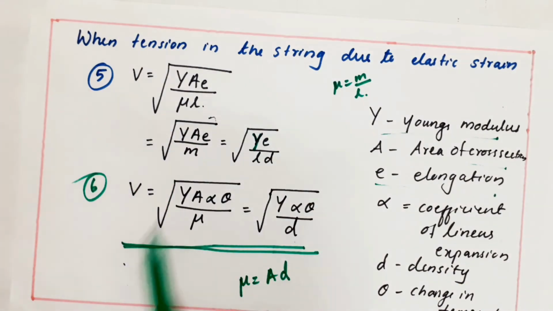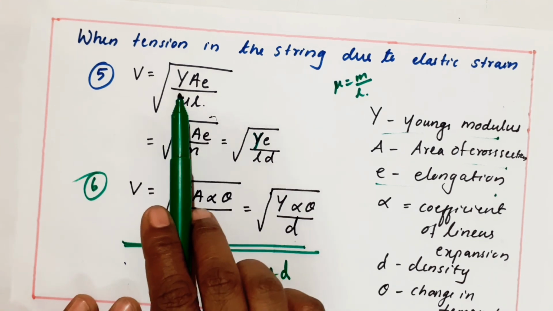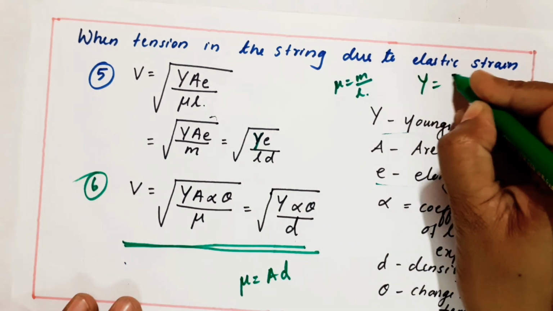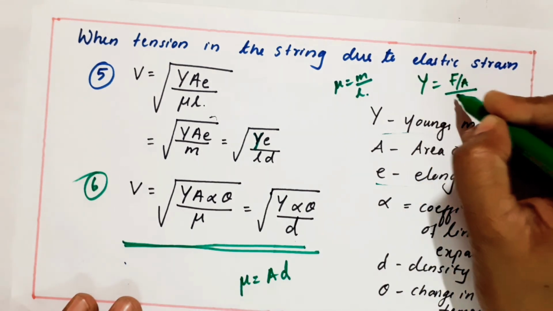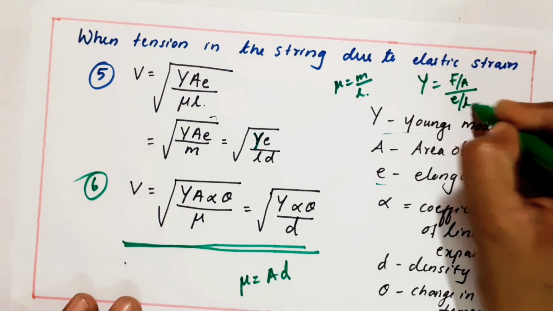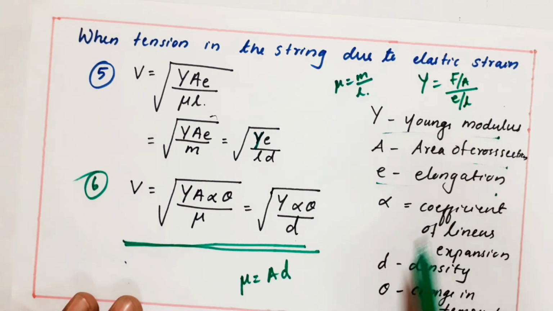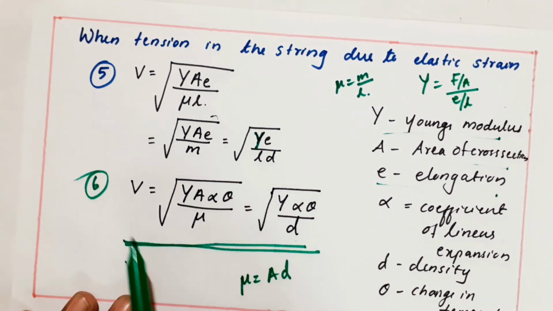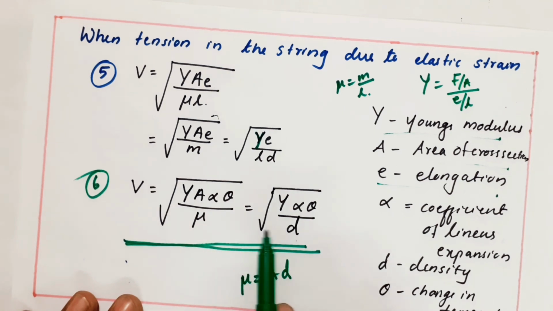Here you have to remember V equals root over YAe by mu L. Here the Young's modulus equation we are using. What is the Young's modulus equation? F by A divided by delta L by L. That is nothing but e by L. F by A by delta L by L, that we are substituting. So V equals root over YAe by mu L. This is about our linear expansion: V equals root over YA alpha theta by mu. It can also be written as root over Y alpha theta by D.